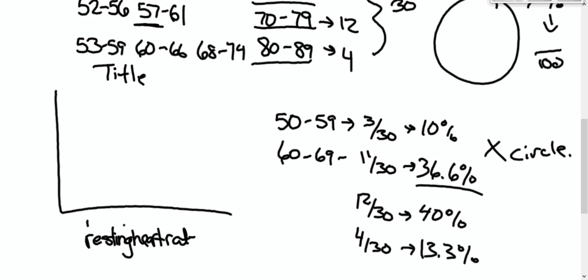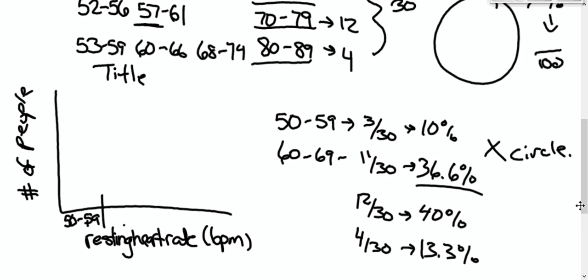And we should know this from science, in beats per minute. And this would be the number of people. So then our first interval that we decided on was 50 to 59. Our second interval we decided on was 60 to 69. Our third interval was 70 to 79, and our last interval was 80 to 89.